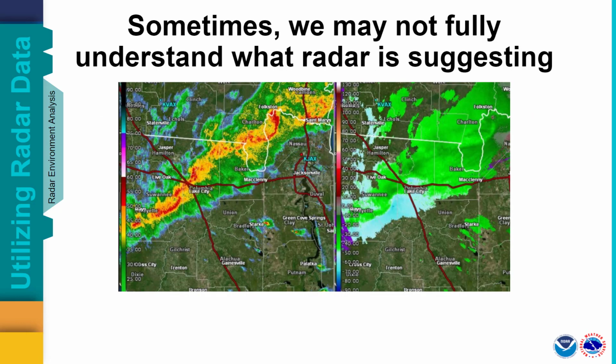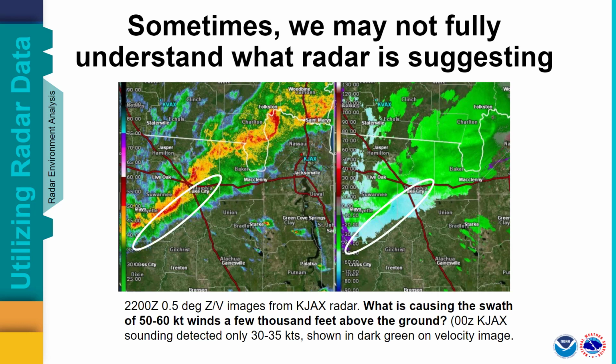There are times when we may not fully understand what radar is showing, or its implications to storm or hazard evolution. Here we see a squall line with a mesovortex developing in northern Florida. On the base velocity image, we see a swath of 50 to 60 knot winds in blue ahead of the line, rather than just behind it. The 0Z Jacksonville sounding a few hours later and model guidance indicated winds should be westerly 30 to 35 knots, a short distance above the ground.